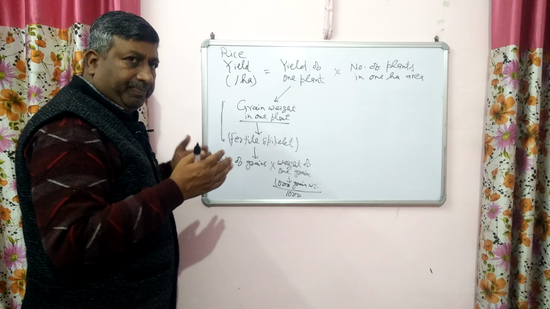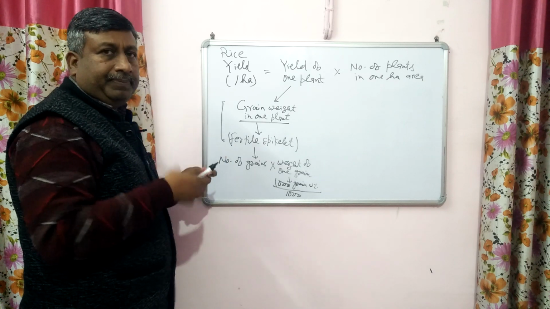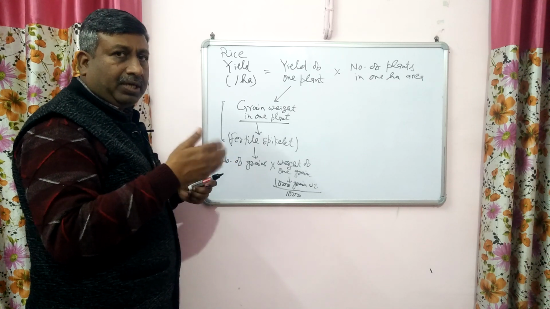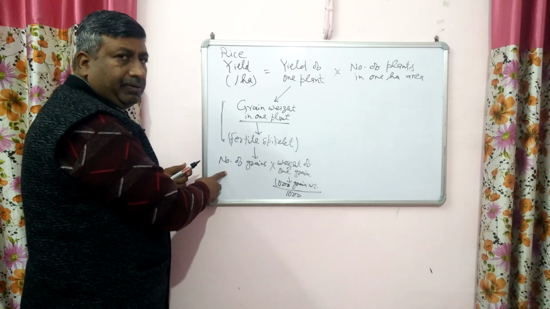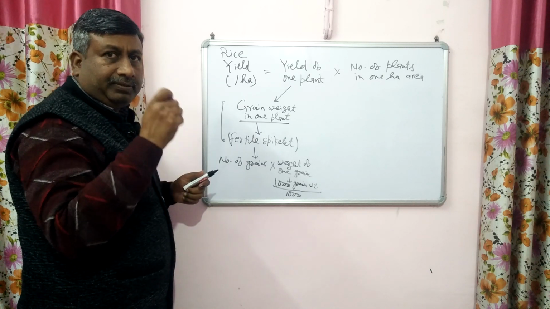Okay, so the simple formula: grain weight per plant. How much grain weight per plant? Count the number of grains, then determine the weight of one grain.